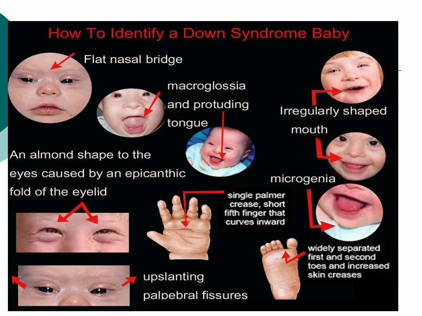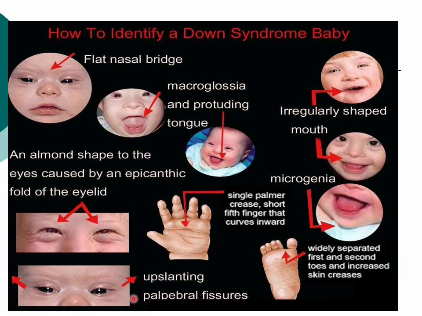So how do you identify a person or a baby or an individual with Down syndrome? Down syndrome, we initially diagnose with the characteristic features that we see in a person. So here on the top illustration, this characteristic feature is a flat nasal bridge. We have macroglossia. When we say macroglossia, you have an enlarged and protruding tongue. We have almond-shaped eyes causing an epicanthic fold. So this is an epicanthic fold.